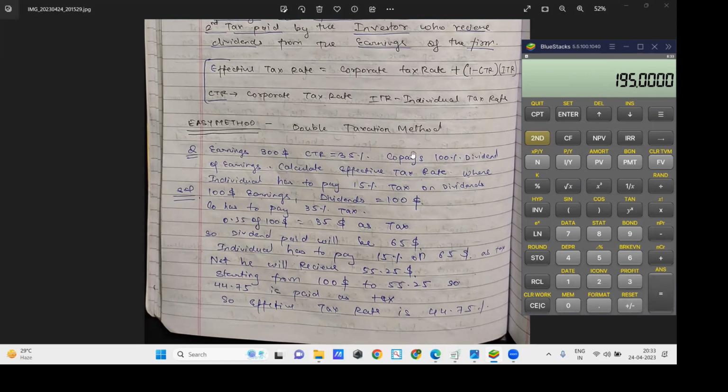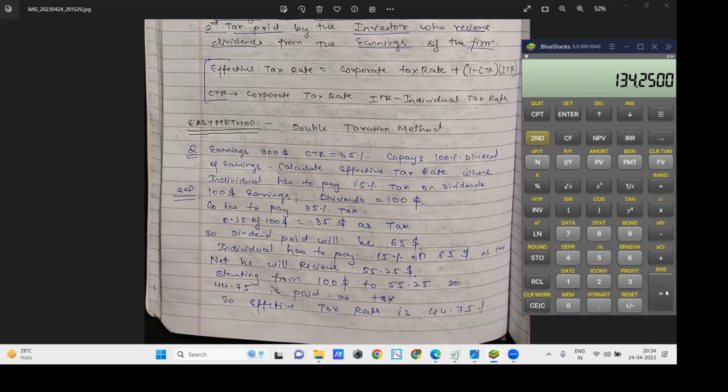But here we have mentioned that the corporation pays 100% dividends of its earnings. So the full amount of $195 will be given to the shareholders. After the 195 is given to the shareholders, they are taxed at 15%. So we'll do 0.15 of 195, and we get 29.25. We'll store it as STO2. So the total amount is STO1 plus STO2.